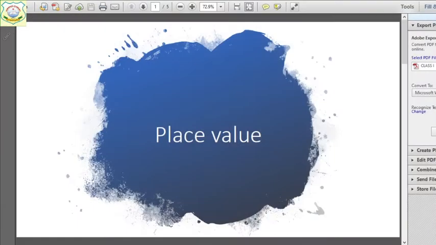The topic that we were doing was place value. Before starting today's class, I want you all to understand the places. For that, let's see some of the slides. Place value. This is the topic that we are doing today.